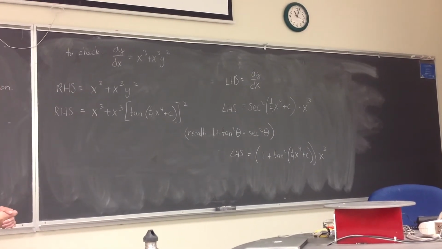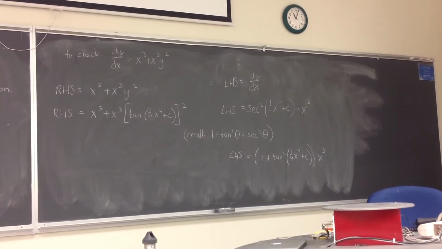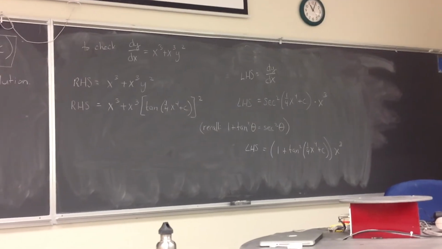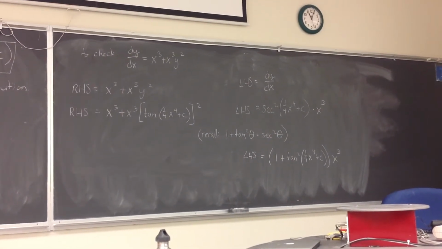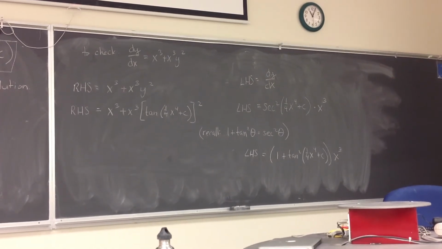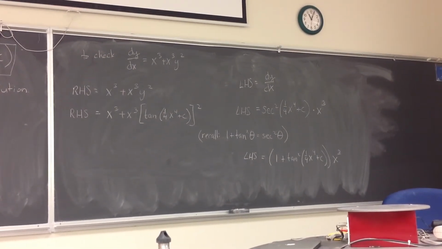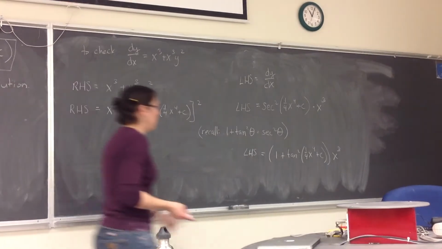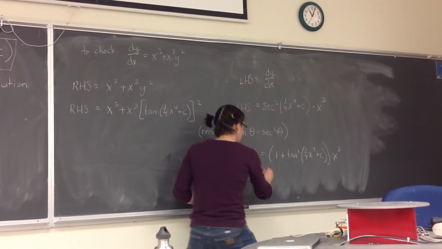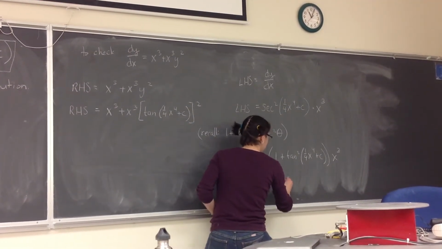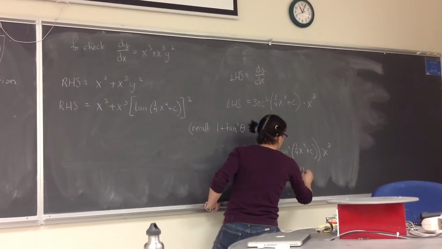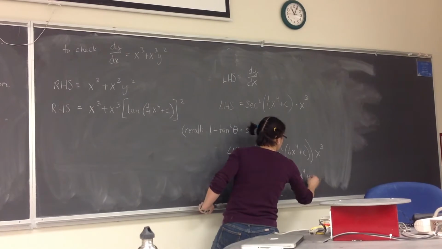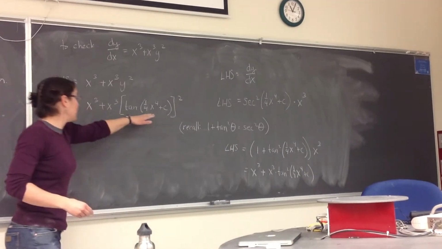Okay? Any questions about that? So, do they look the same now? Yeah, almost. You just distribute your x. If we distribute this x cubed through, then we'd have x cubed plus x cubed times tangent squared of 1/4 x to the 4th plus c. And that looks an awful lot like this over here.